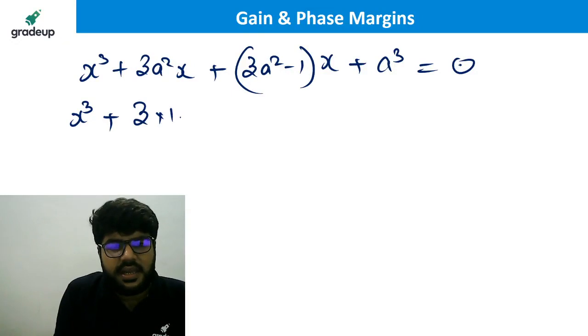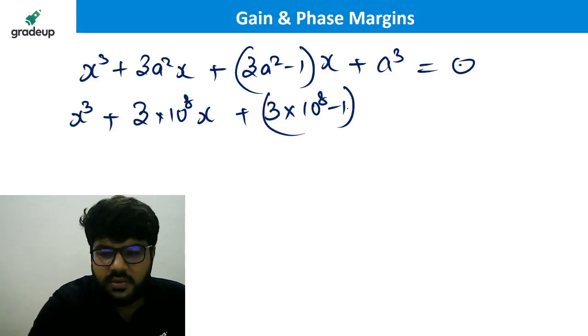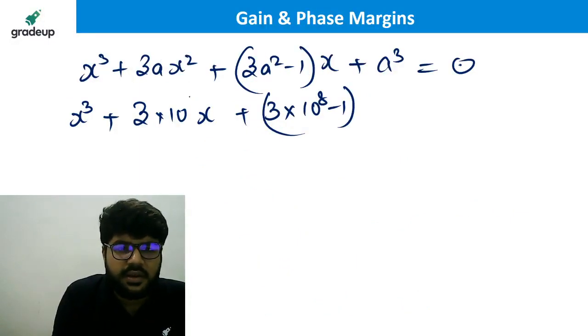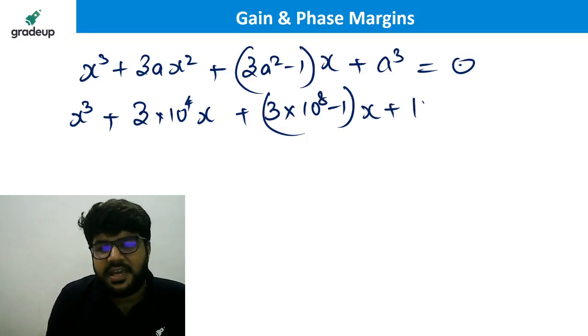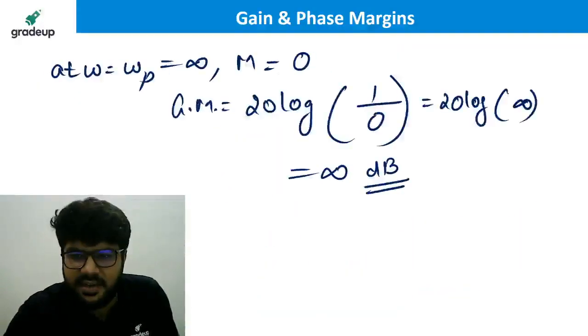So 3a square, that is 10 raised to the power 8x plus 3 into 10 raised to the power 8 minus 1. Some mistake has happened. 3ax square, this is 3ax square, the second term. So 3 into 10 raised to the power 4x plus 3 into 10 power 8 minus 1 plus a cube will become 10 raised to the power 12 equal to 0. Please see that.